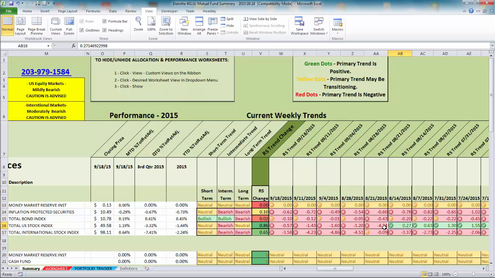What's most important about the numerical values is looking at the trends and looking at whether the numbers are getting stronger or weaker. As they become more positive, you're generally going to see the funds heading up in value, and as they become more negative, you're generally going to see weakness in the funds.